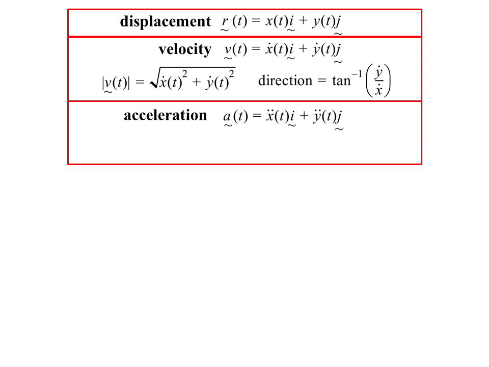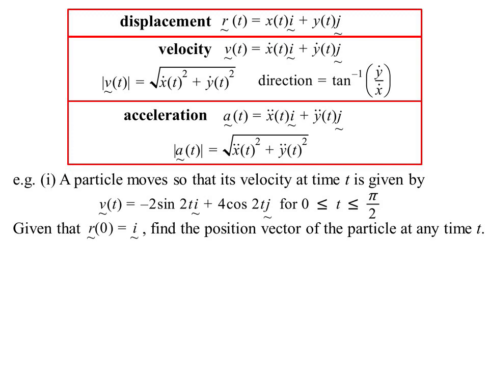Acceleration, we would then differentiate the velocity components, and we get components for acceleration. Interestingly, you'll see I've only put direction on velocity, because whenever you're dealing with direction, it's the velocity that controls it, because the velocity is how you're moving. That's what you look at if you want to work out direction. You look at the velocity vectors.